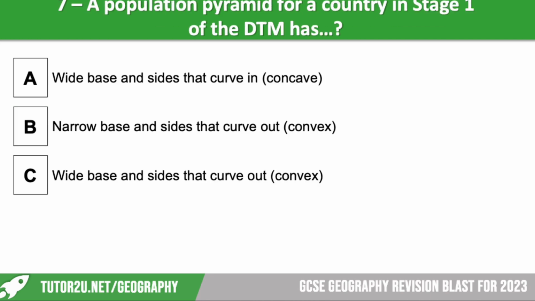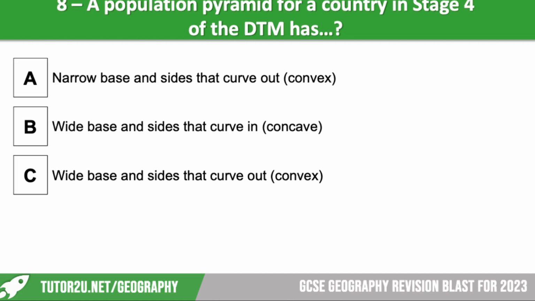Number 7. A population pyramid for a country in stage 1 of the DTM has a wide base and sides that curve in, so it's concave, a narrow base and sides that curve out, so it's convex, and a wide base and sides that curve out, which again is also convex. What do we think? Okay, let's have a look. It is A. So wide base and sides that curve in.